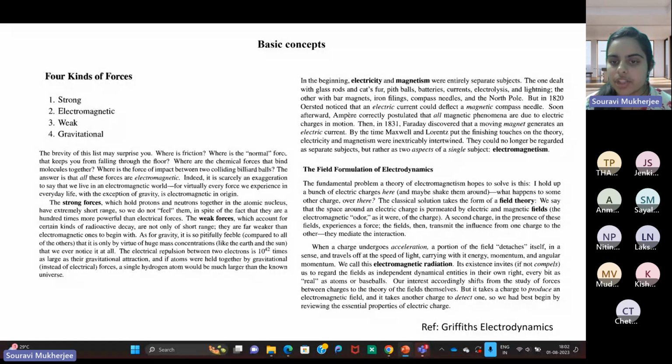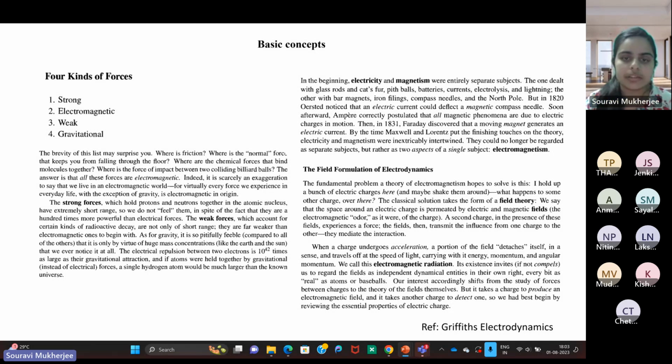And then if we have a charge which is moving, and in particular if it has acceleration, that results in a radiation which we call the electromagnetic radiation, right? So this is just the introduction to electromagnetic theory and electromagnetic radiation.